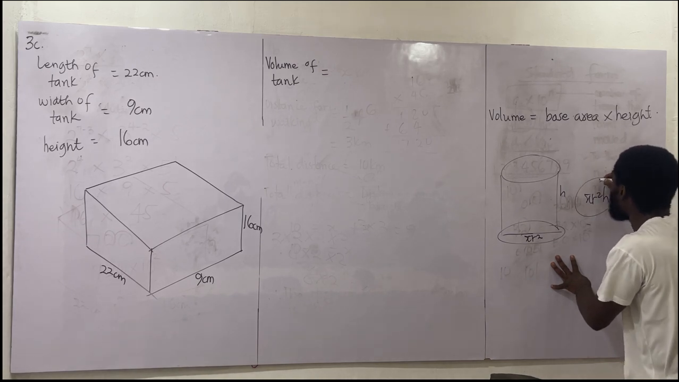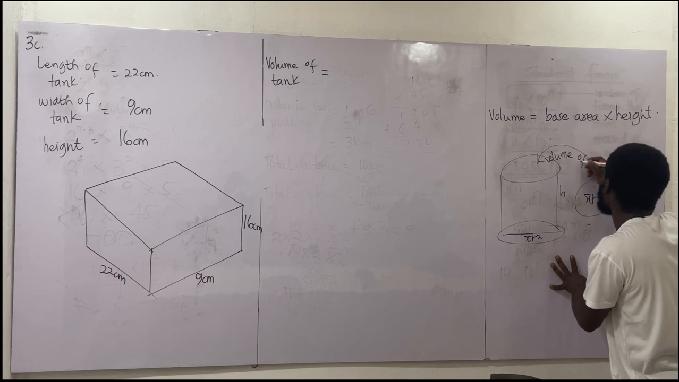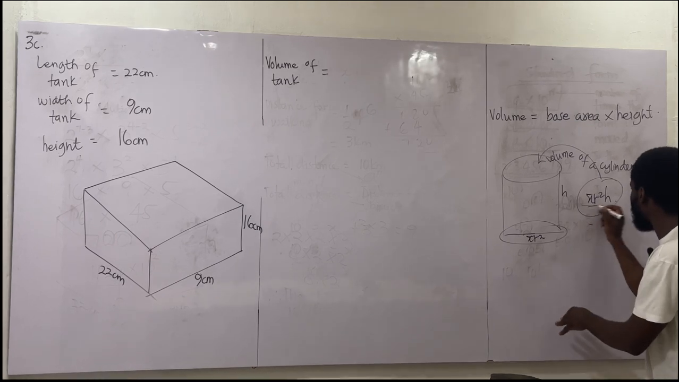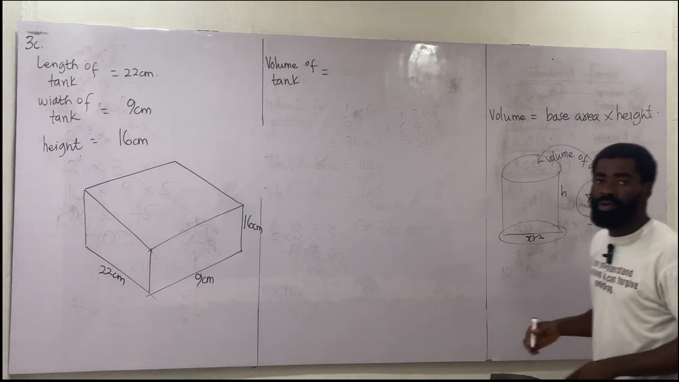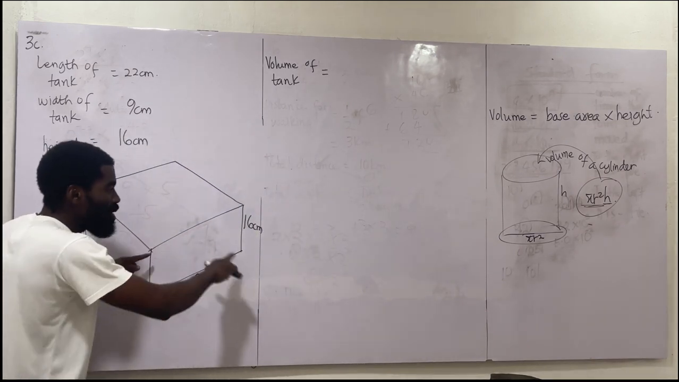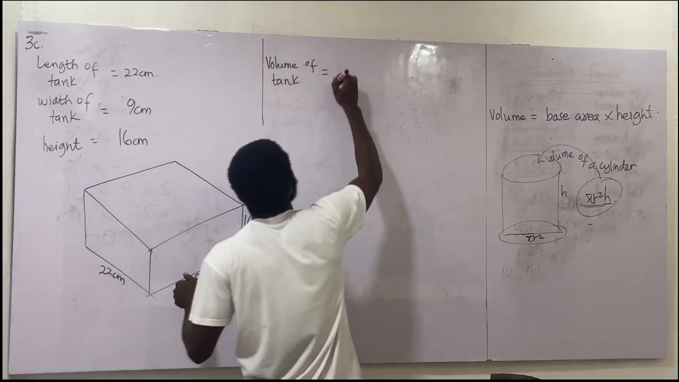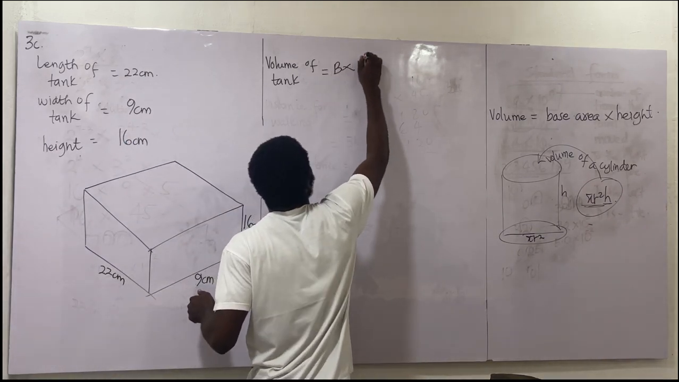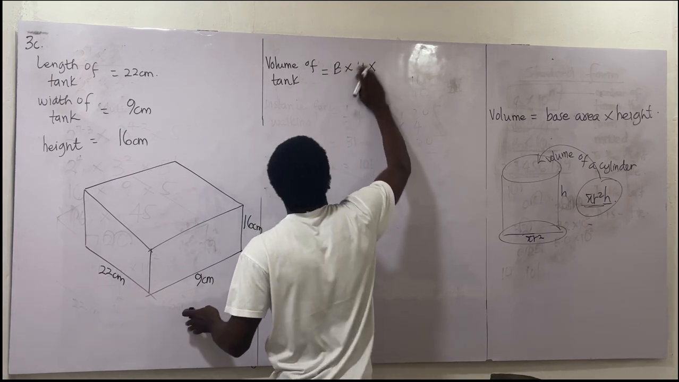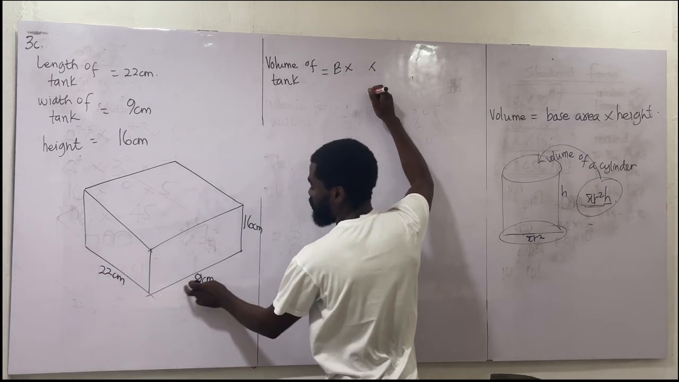This gives me the volume of a cylinder. The base area times the height. So I'm going to apply that same thing here. If I look at this rectangular box, the base area is a rectangle. And I have the height. So the volume becomes the base area times the height.